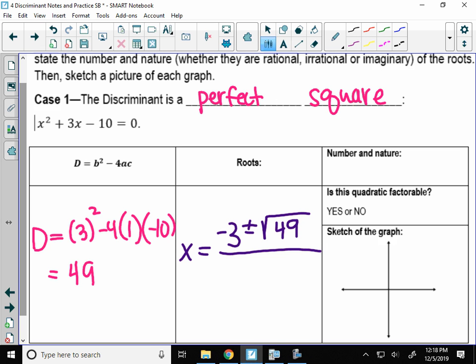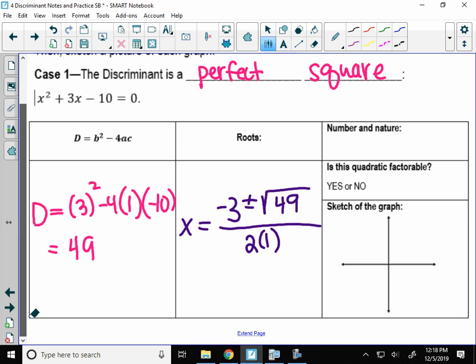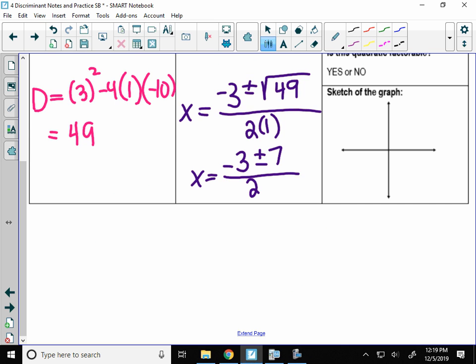Now, what normally goes under the square root? Can you tell me? B squared minus 4ac. See, we already found that number. All over 2 times a. So yesterday, what did we do with that square root of 49? We simplified it. And what does that simplify to be? 7. So I have negative 3 plus or minus 7 over 2. And we know we're going to get rational roots because I have no square root, no i.